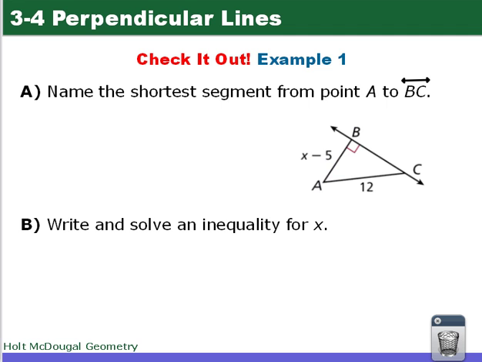All right, this is your check it out example. So you will name the shortest segment from point A to BC on this picture, and then you're going to write and solve an inequality for x, and you're going to use the definition that we talked about in the beginning, that the shortest distance from a point to a line is the perpendicular distance.